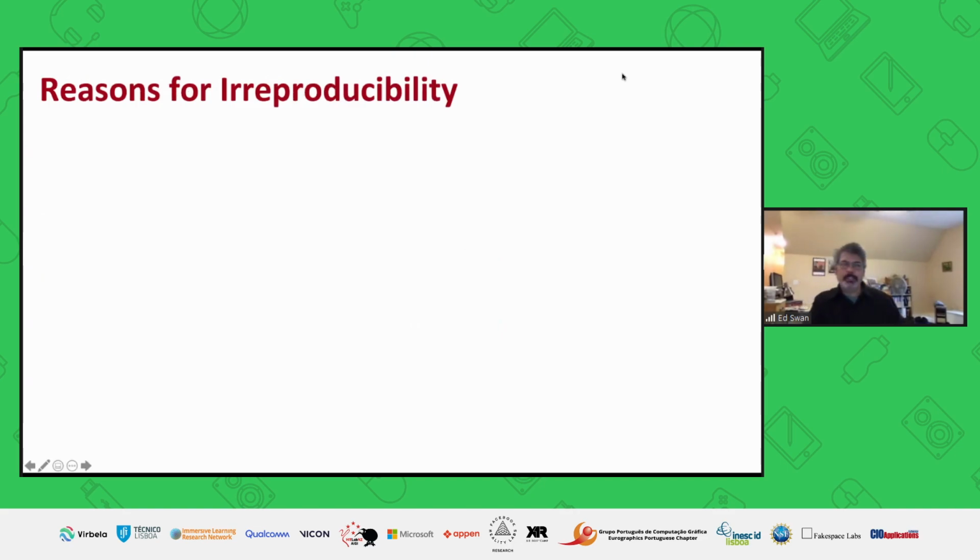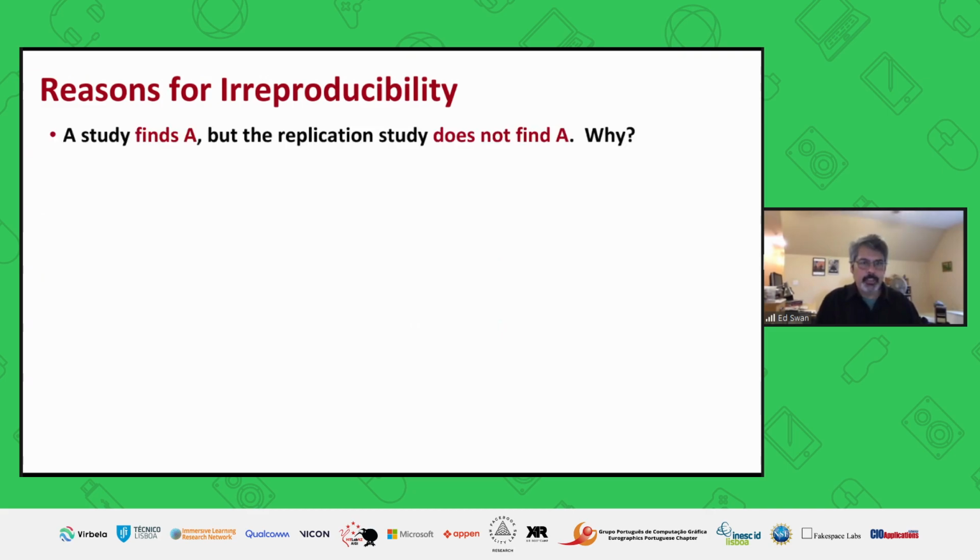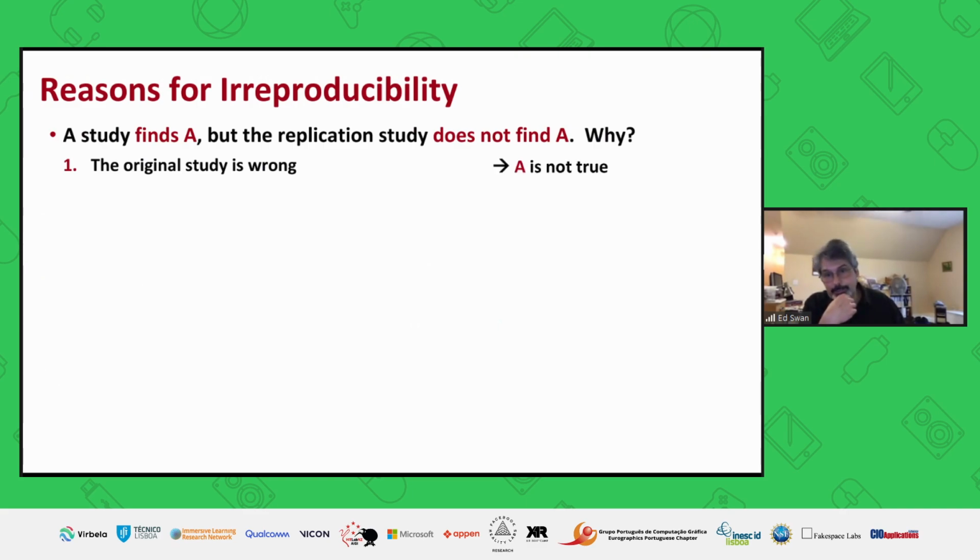So let's consider for a minute now, why might a finding be irreproducible, not able to be replicated? So we have some study and it finds A. A is a finding. But the replication study does not find A. Why could this be? One idea is that the original study is wrong. In that case, A is not true. So that could lead to this situation. The original study is wrong. A is actually not true.